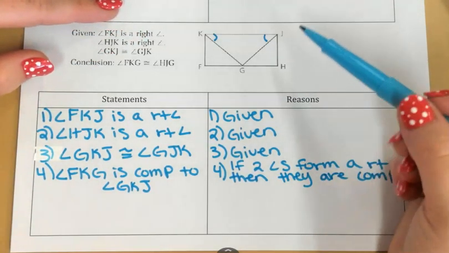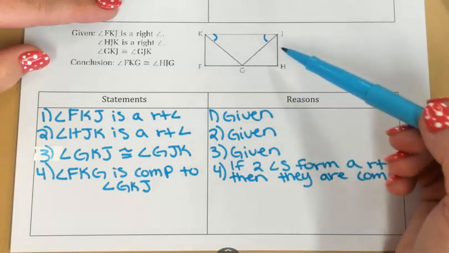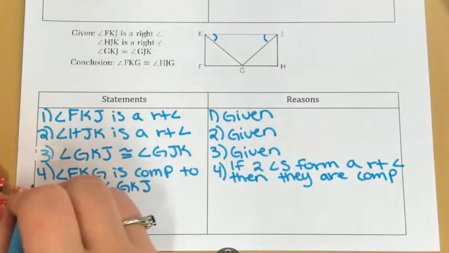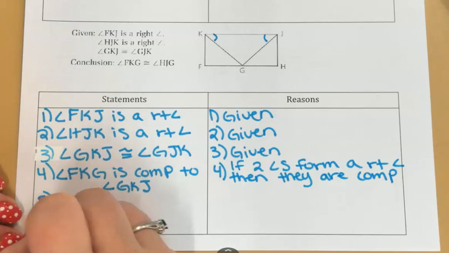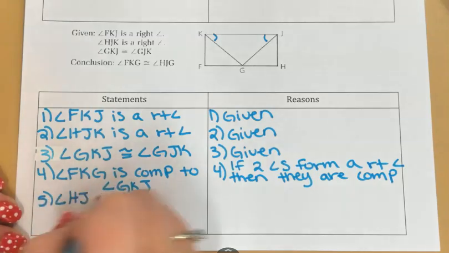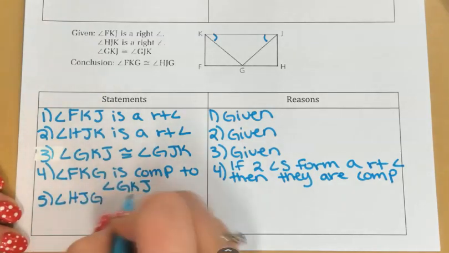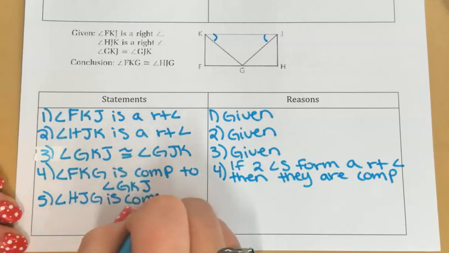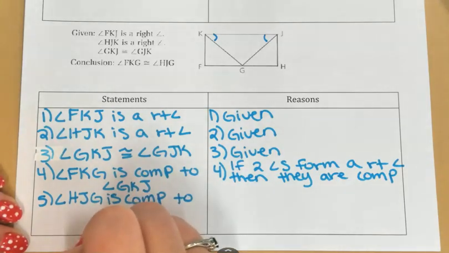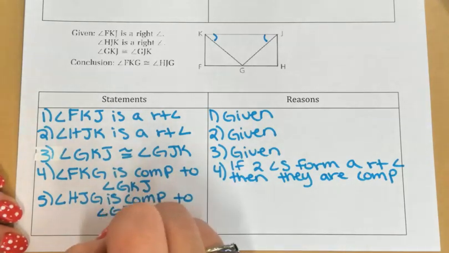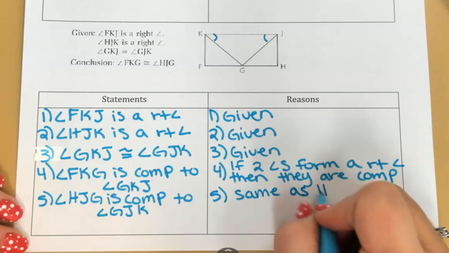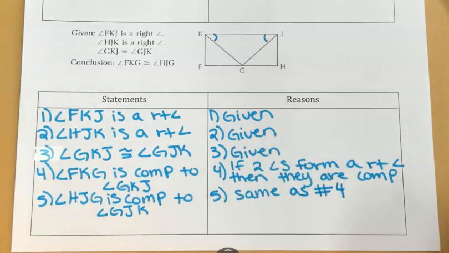Okay, similarly, on this other side, I've got these two angles forming a right angle. So I can also say that angle HJG is complementary to angle GJK. And why do I know that? It's the same as number 4. If two angles form a right angle, then they are complementary.